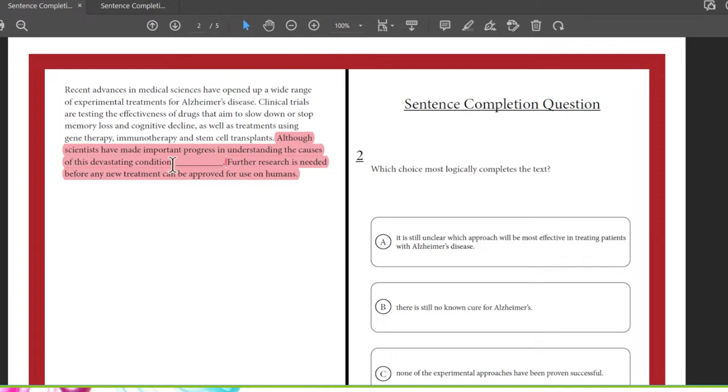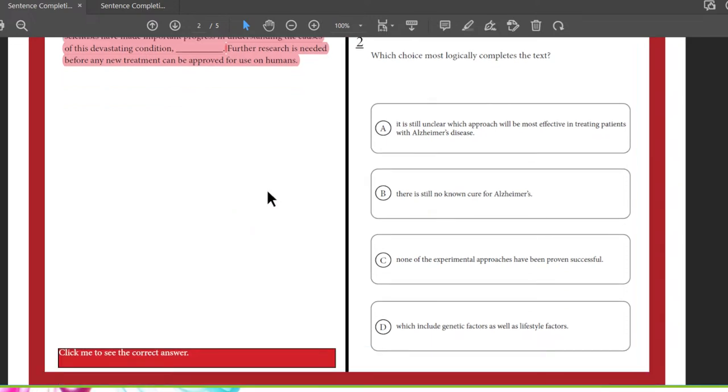This devastating condition, I'm not sure what it is. I'm just going to take a quick peek up here and I see it says Alzheimer's disease. So I know that that's what I'm talking about here. It says further research is needed before any new treatment can be approved. So I get the sense from this last sentence that this is undecided and we have made progress, but something is still unclear. And so that's what I'm looking for here. It's still unclear which approach will be. I just said the word unclear and I didn't mean to do that. That makes me think this is probably the right answer.